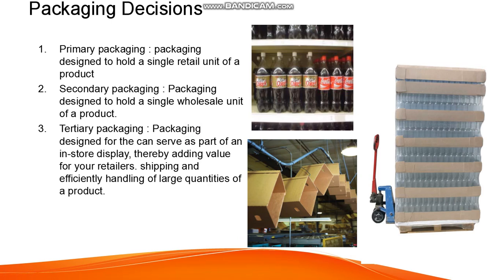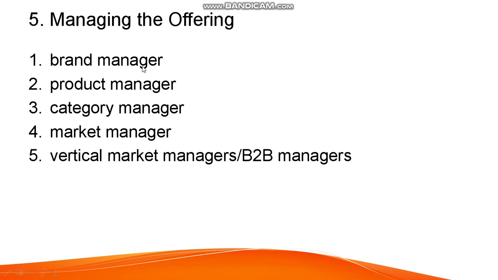This is the packaging decision. There are three decisions for packaging. Number one is primary packaging. It's the main packaging designed to hold a single retail unit of a product. Secondary packaging is packaging designed to hold a single wholesale unit of product. And then there is tertiary packaging. It can serve as part of the in-store display, thereby adding value for retailers, shipping, and efficiently handling large quantities of product. This is managing the offering: brand manager, product manager, category manager, market manager, and B2B manager.